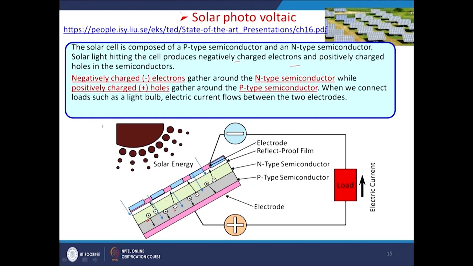So, sunlight is falling on it, and these holes and electrons are generated. Electrons move towards the N type semiconductor, and the positive holes move towards the P type semiconductor, and they are collected. When we add an external load, we get electricity through it. So, we are getting the electricity now. This is the most important method for the conversion of solar rays into electricity.